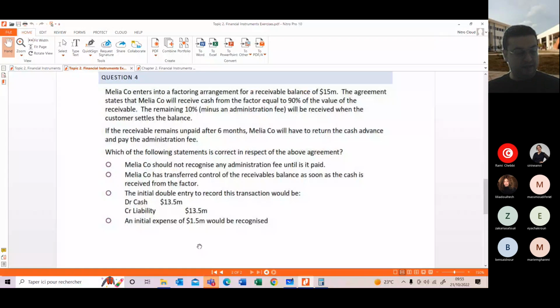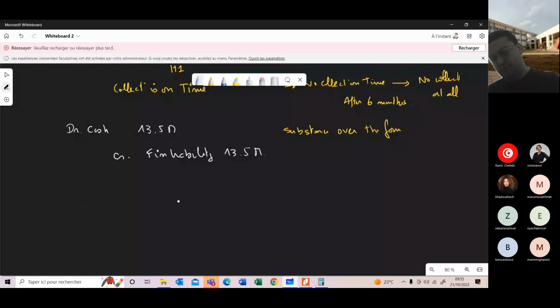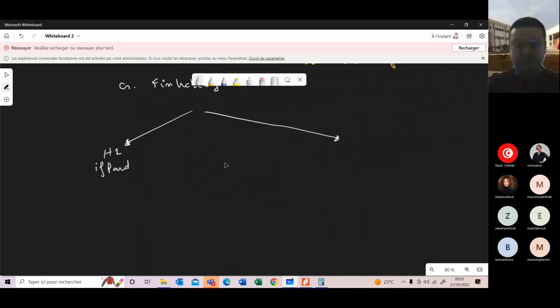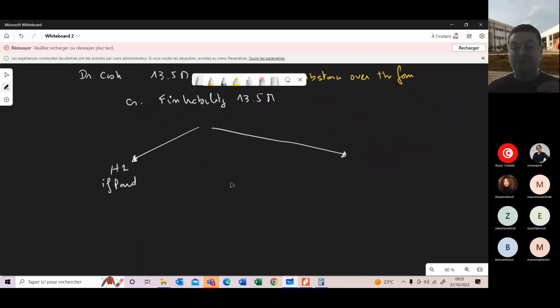باش ناخذ هنا يعني خلينا نمشيو just to understand the figure more. Okay, think about hypothesis one: if paid. Talking about the 10% الأخرين اللي ما زالوا. Okay, finally the factor received everything, the balance from the customer. So everything is paid. What shall I record in the future when the factor will receive?